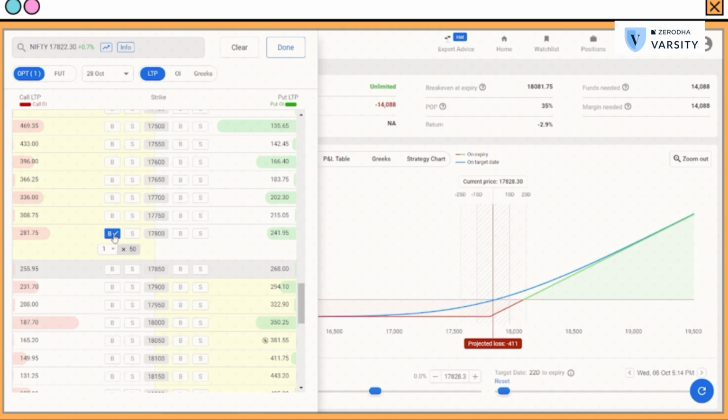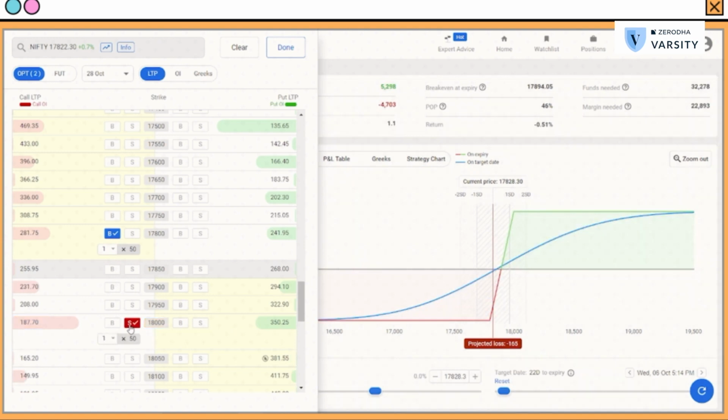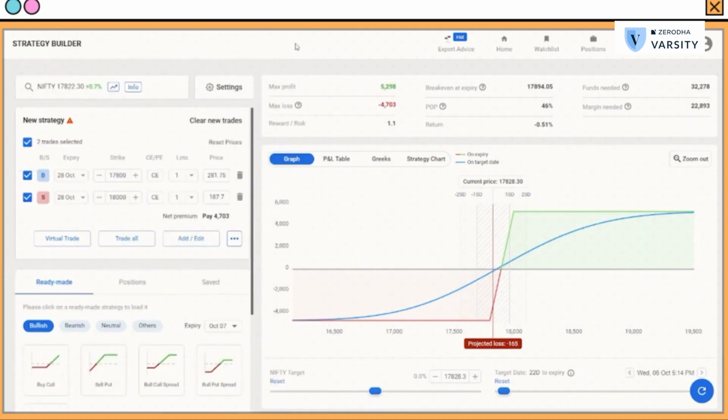Now, I go and look for an out-of-the-money call option that I can sell. Let me pick the 18,000 call option, which is trading at 187.7 to sell. Just to summarize, I have a long position on the 17,800 call option by paying a premium of 281.75. And I have a short position on the 18,000 call option and I've received a premium of 187.7. Both the legs together form a bull call spread. The difference between the strikes, that's the 200 points, is called the spread of this position.